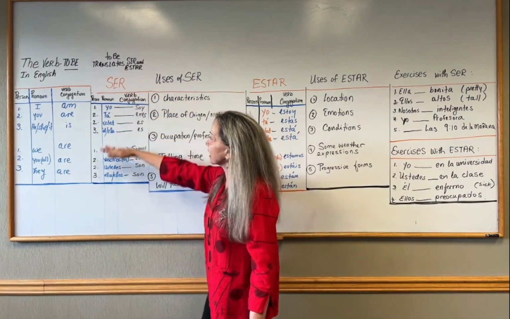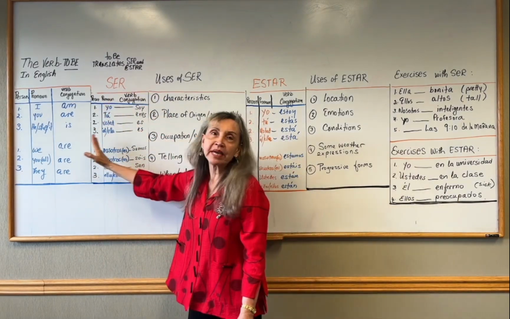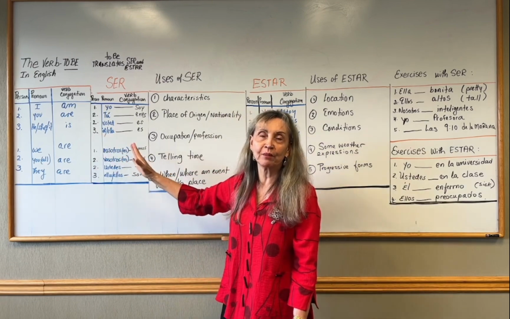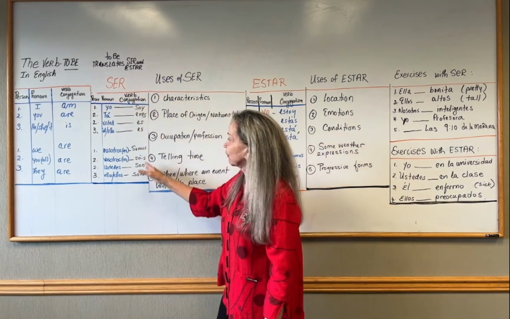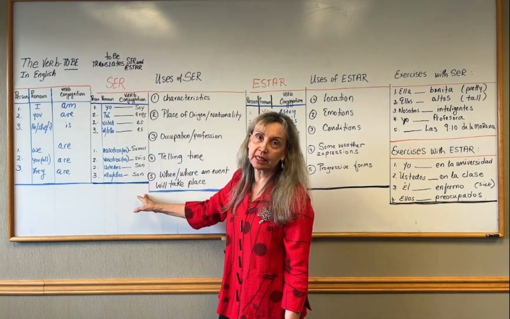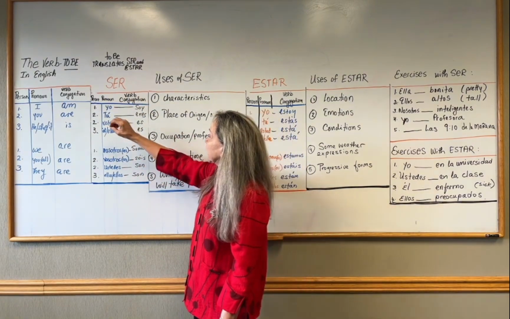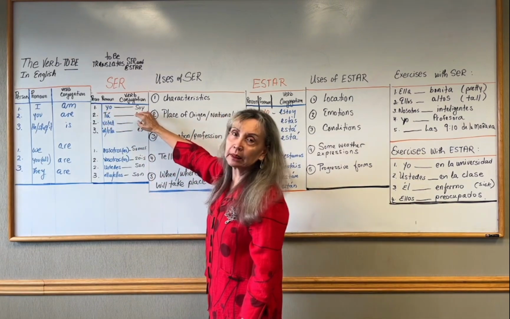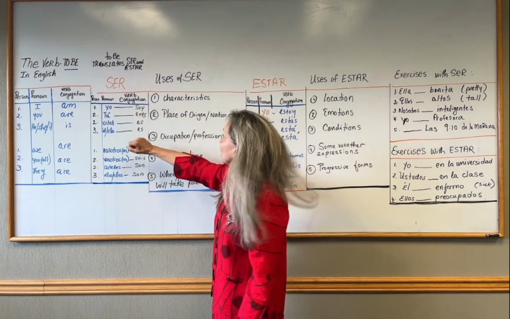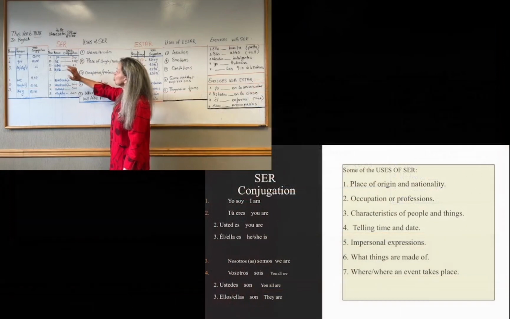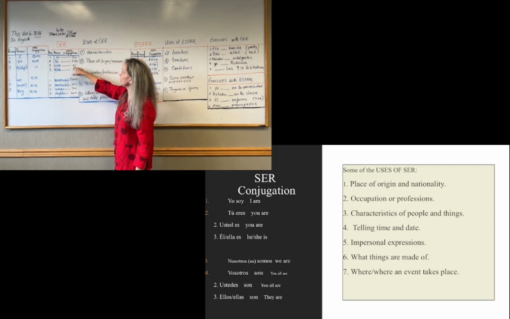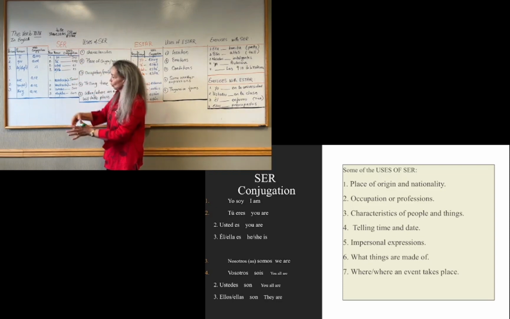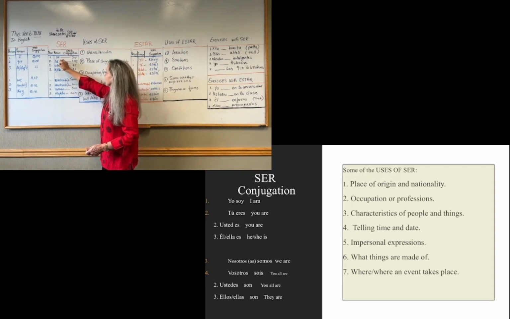The verb ser, and here we have the pronouns. You can make a parallel between the two of them always. So the pronouns are here and the verb conjugation is here. Let's do the verb ser. First person, yo soy. Second person, tú eres. Third person, usted es. These two are going to translate you.